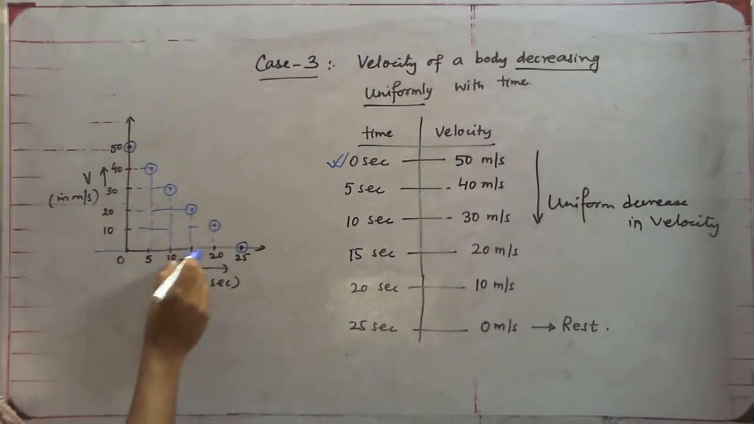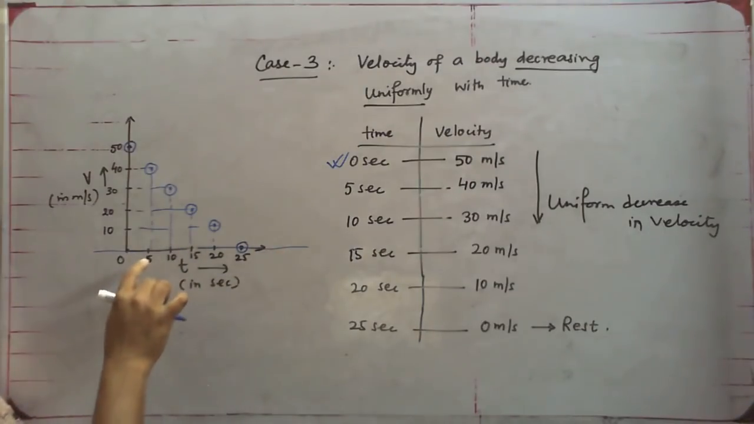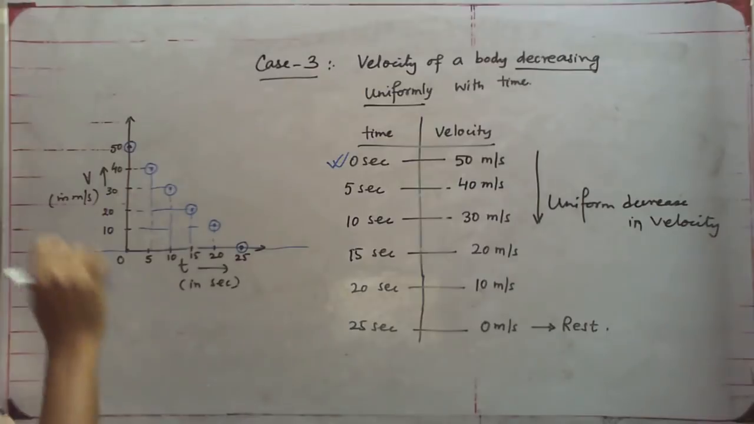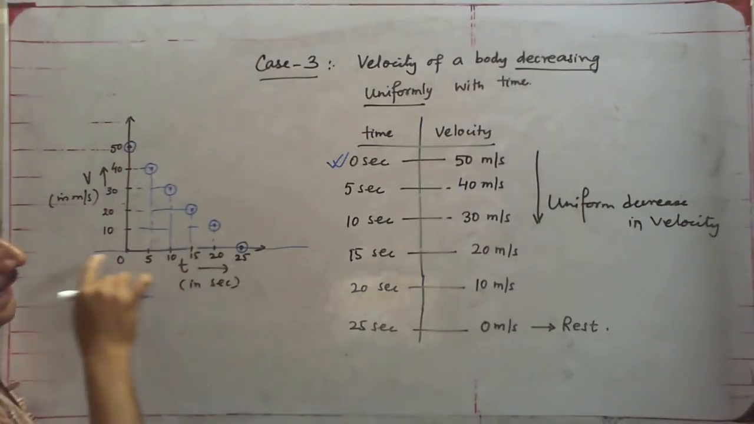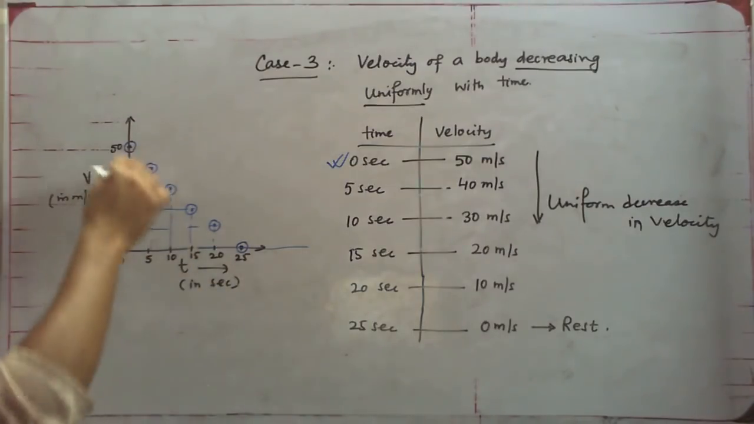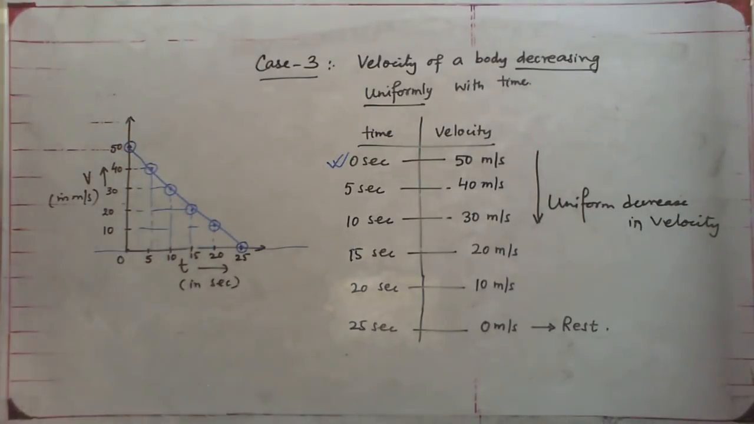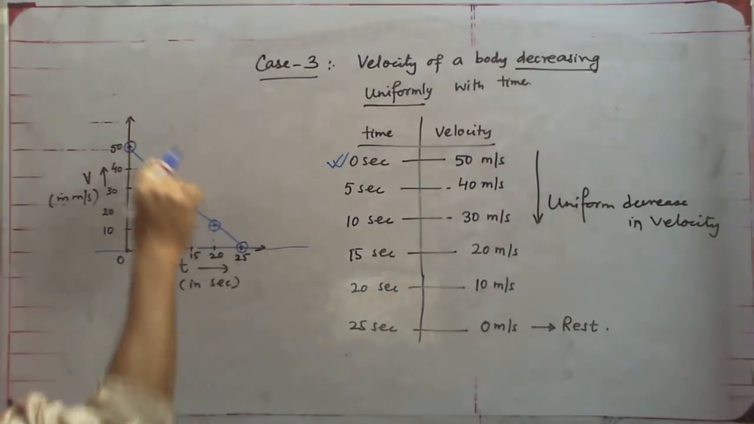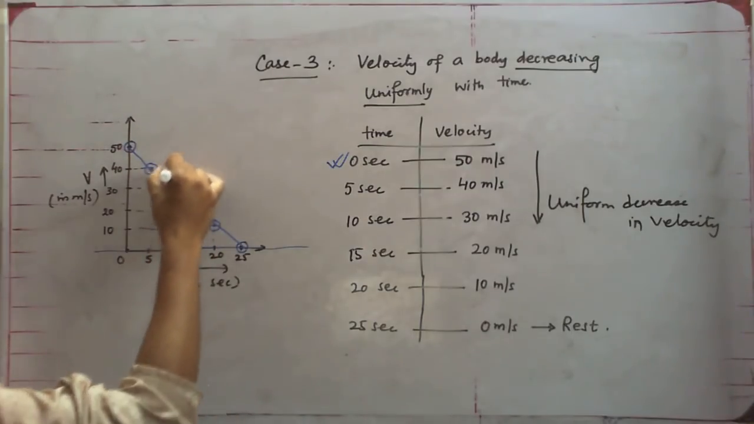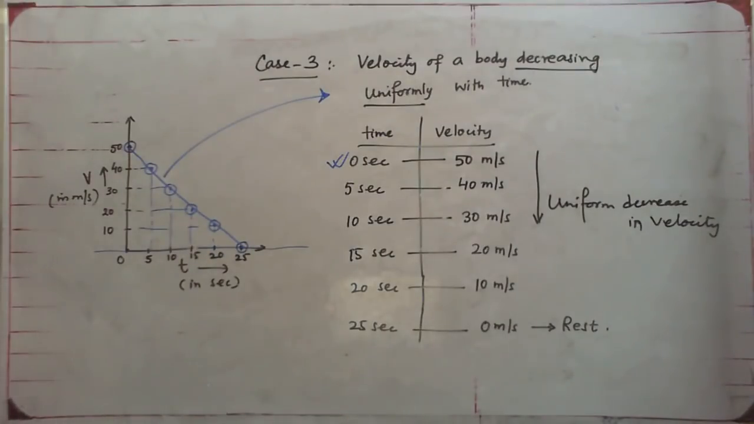Along this line, this is the x-axis. In the x-axis the value of y is 0. In the y-axis the value of x is 0. So here in this particular line, the horizontal line, velocity is 0. So you get all the points, join all the points, you get a straight line coming downwards. So this represents velocity of a body decreasing uniformly with time.